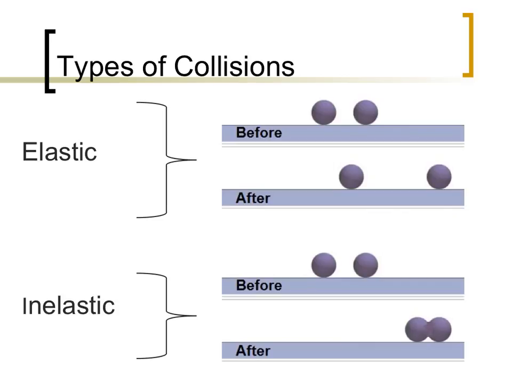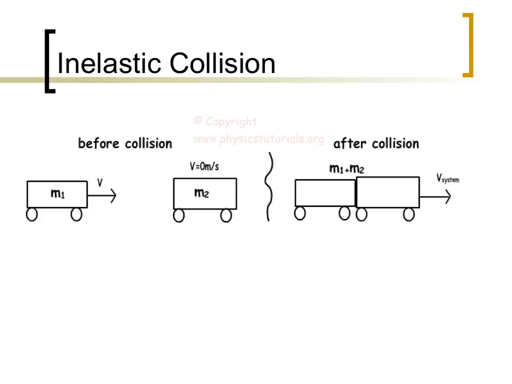As a review from our previous flipped lesson, there are two types of collisions. First, in an elastic collision, after the collision, the objects separate. In inelastic, they stick together. So the objects are going to have the same exact velocity, and we're going to see that when we look at the actual equations. So let's start out with inelastic collisions.